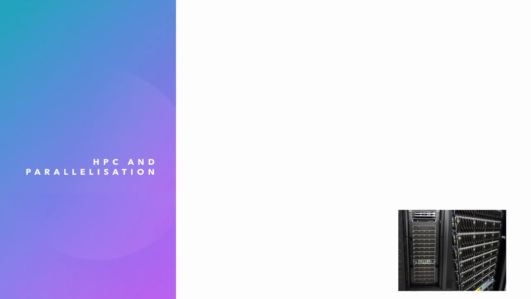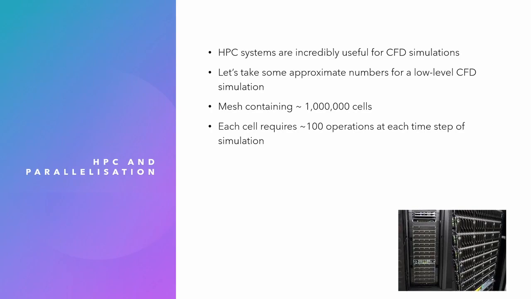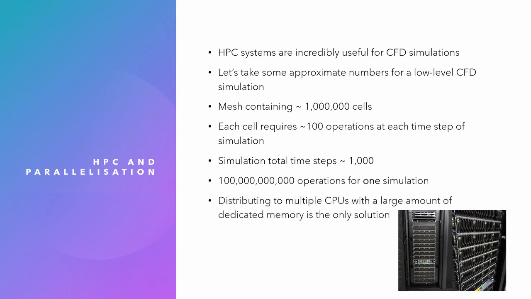Running a heavy simulation on personal computers is not feasible. Let us see why. A typical mesh contains a million cells. Each cell requires nearly 100 operations at each time step of the simulation. Assume we have to do this over 1000 time steps. If this is done on a local computer, it would take hours or even days for larger problems. So we need to rely on high performance computers for solving CFD simulations. CFD simulations are highly parallelizable, so they can be distributed to multiple CPUs with a large amount of dedicated memory. Hence, HPC systems are widely used for CFD simulations.